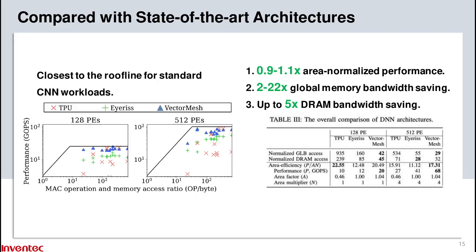Even considering that TPU has a smaller area, this means VectorMesh has the same normalized performance when compared to the other architectures. At the same time, it can save up to 22 times global memory bandwidth and 5 times DRAM bandwidth.